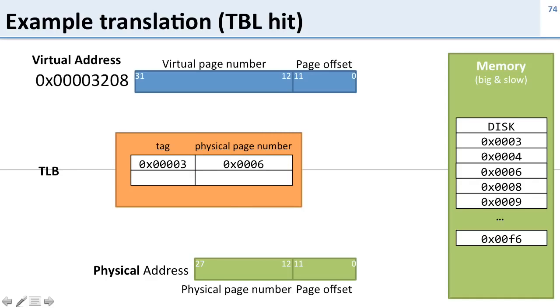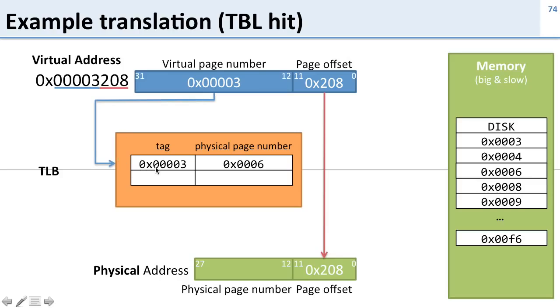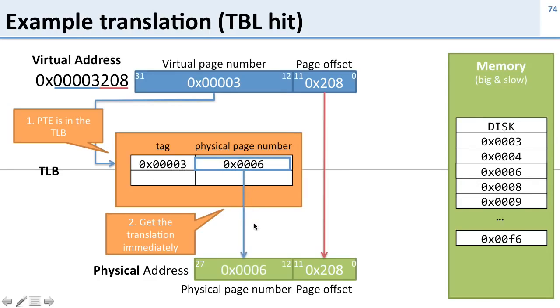Now, here comes another one. So here's our virtual address 0003208. So again, we've got a page offset and a virtual page number. Page offset goes straight through. The virtual page number is going to go look up in the TLB. This time we're going to have a hit in the TLB because we actually have an entry for this. So we'll get the translation immediately. This is the best case. We found our virtual page in the TLB, and we immediately got a physical translation.